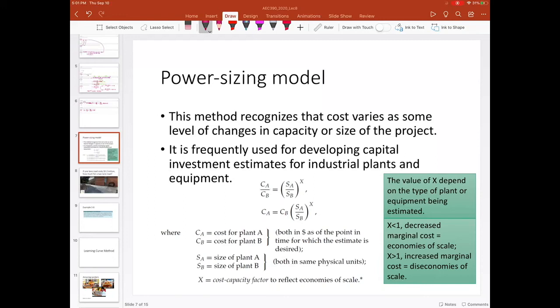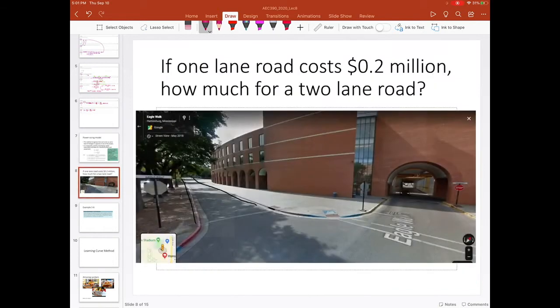And today we're going to learn a new technique called the power sizing model. The power sizing model recognizes that the cost of something varies as some level of change in capacity or size of the project. One example is, imagine that you are building a road, okay?